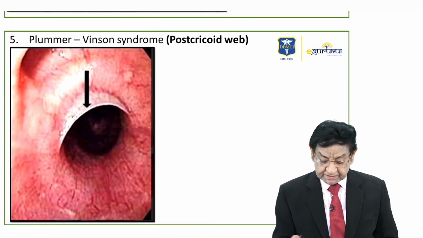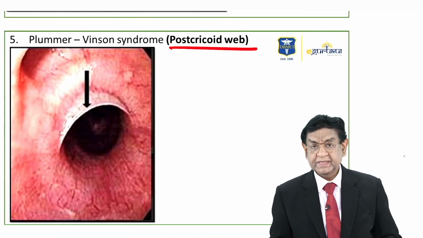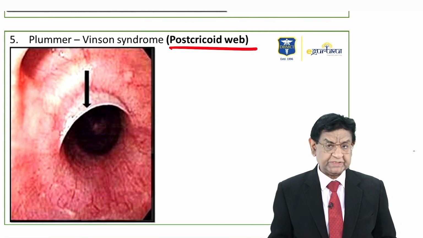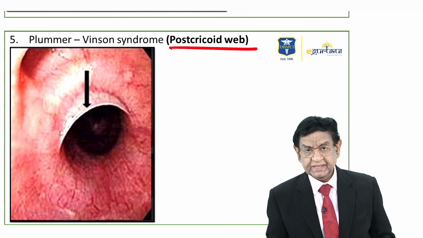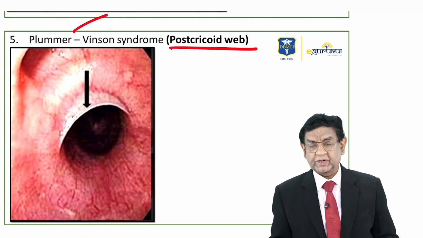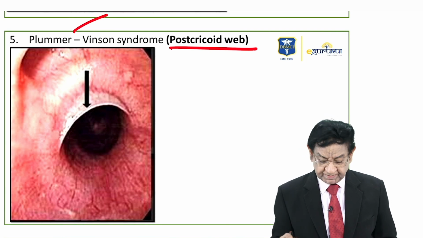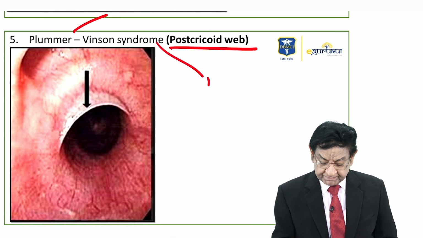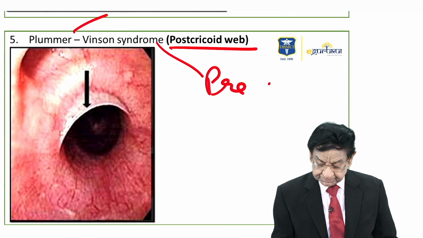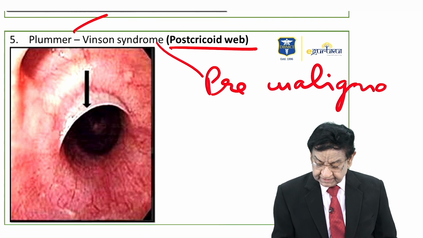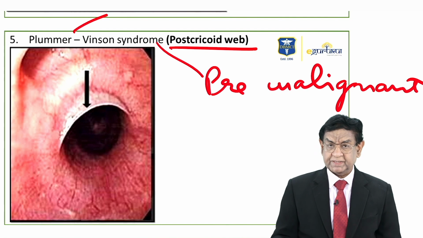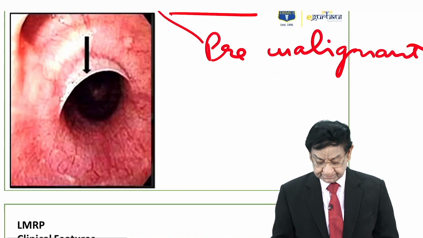Plummer-Vinson syndrome is a type of post-cricoid web. It is again very strongly associated with iron deficiency anemia. Again, if you get this word, you are dealing with iron deficiency anemia. But the thing is, this is a pre-malignant condition. It can develop into cancer later. So remember, this is a pre-malignant condition.